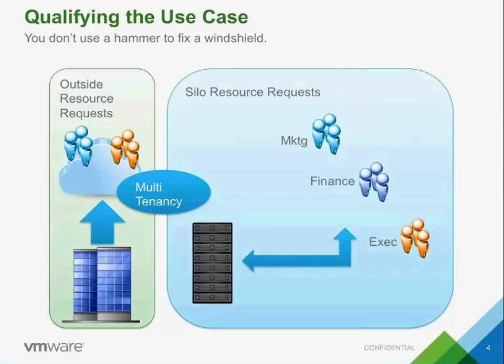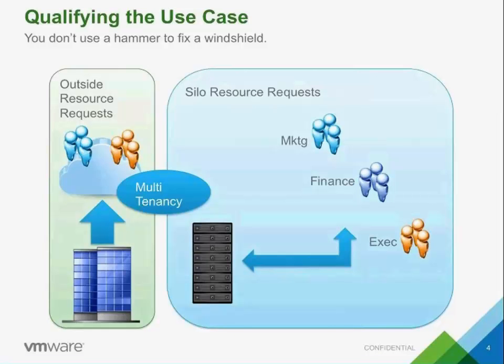So if any one of these three, whether you're talking about outside resource requests or siloed internal resource requests, or the fundamentals of multi-tenancy, lots of different people from lots of different places accessing from outside or in or both, then cloud automation needs to be on the table as well. Now, this is not to say that cloud automation is for everyone.